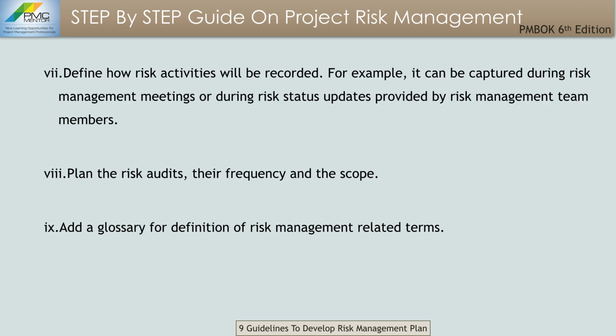Number 7 guideline is that you need to define how risk activities will be recorded. For example, it can be captured during risk management meetings or during risk status updates provided by risk management team members.